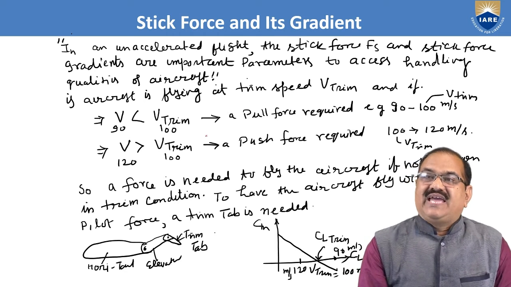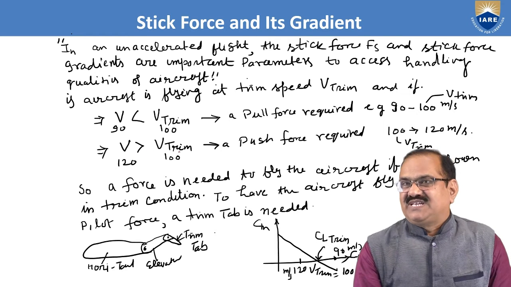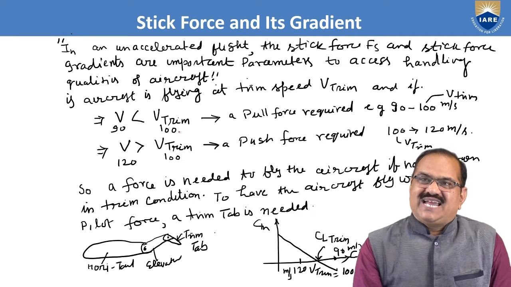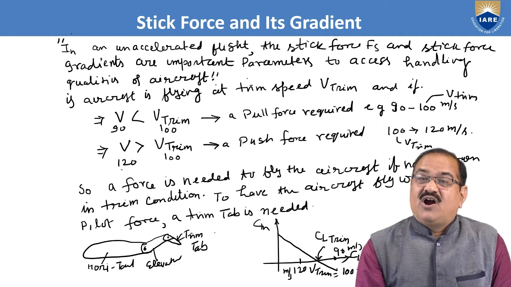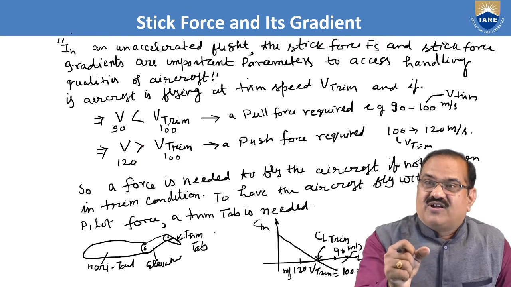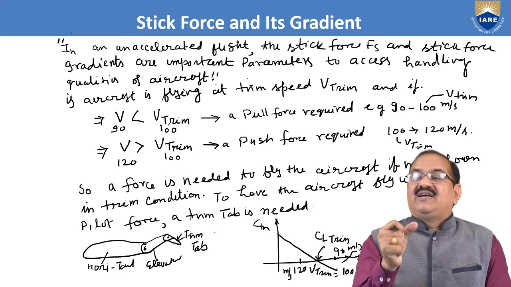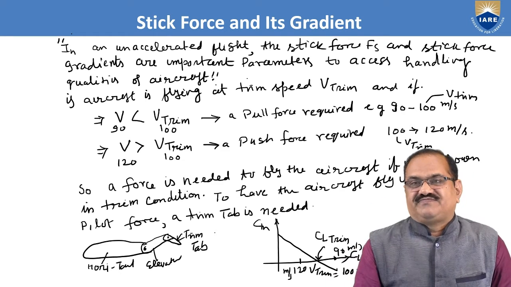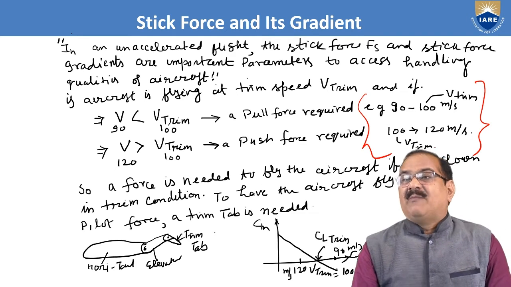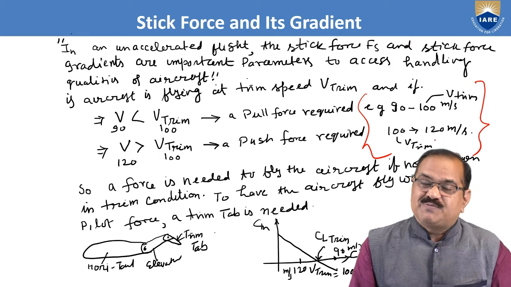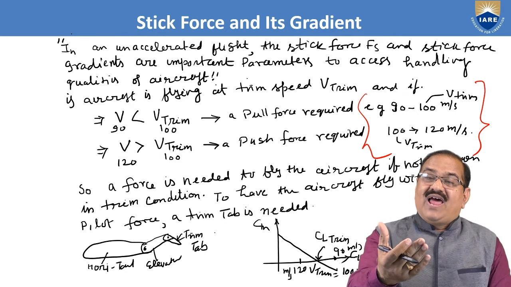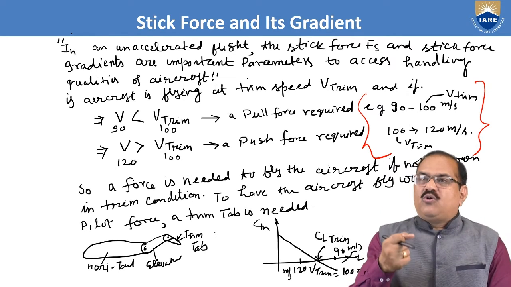And if the aircraft speed is more than the trim speed, assume that again here it is 100 meter per second and you want to fly at 120 meter per second, then how will you fly? You have to push your elevator forward. A push force is required for increased speed. Okay, very important. I think some of you may not know this parameter. So if you want to fly at more speed, you have to push. If you want to fly at less speed than the trim, then you have to pull.